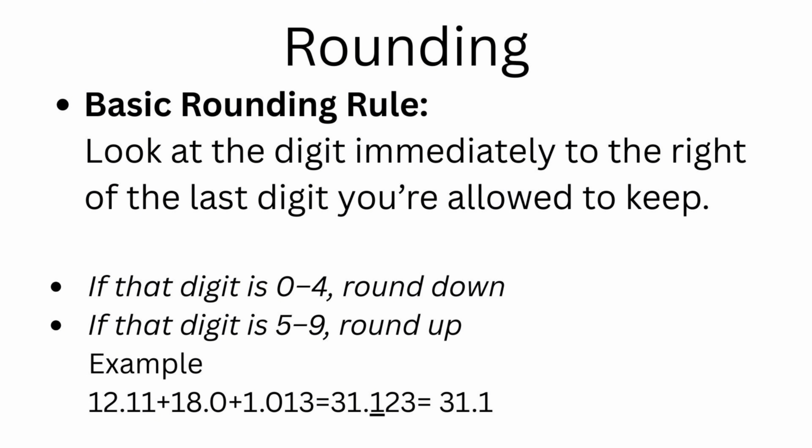So let's go back to the previous example. 12.11 plus 18.0 plus 1.013. The calculator gives you the result as 31.123. Now you know that you can only keep 1 decimal place based on the rules, so you have to look at the next digit to the right of the last digit you are allowed to keep, that is 1, and that is 2. So 2 is between 0 and 4, so you have to round down. So your final answer would be 31.1.